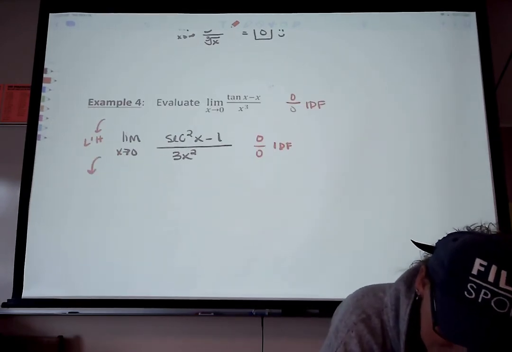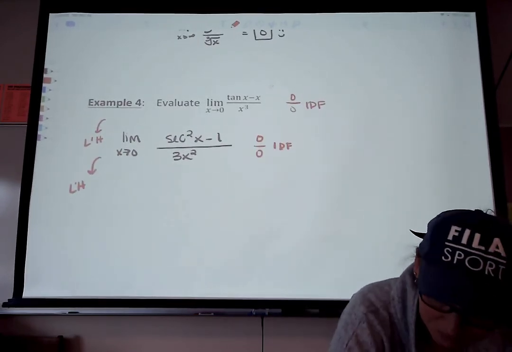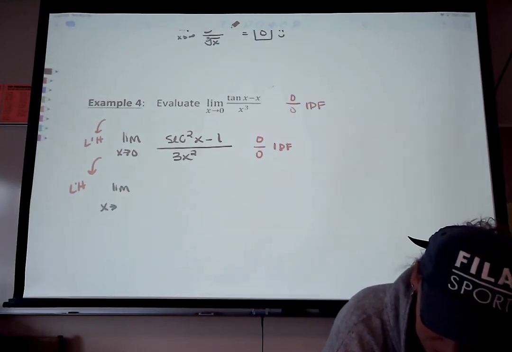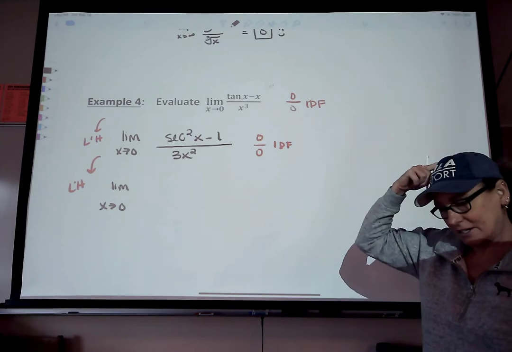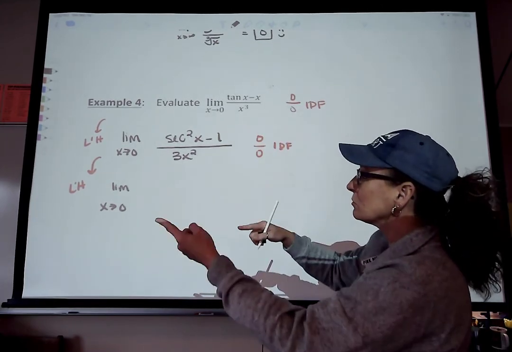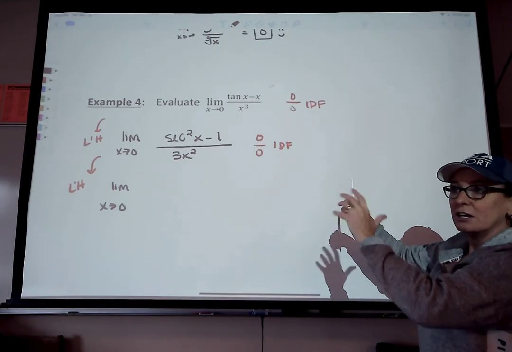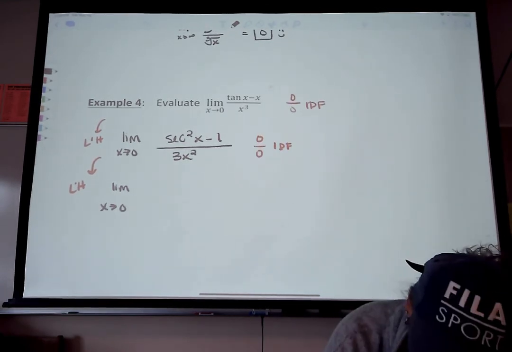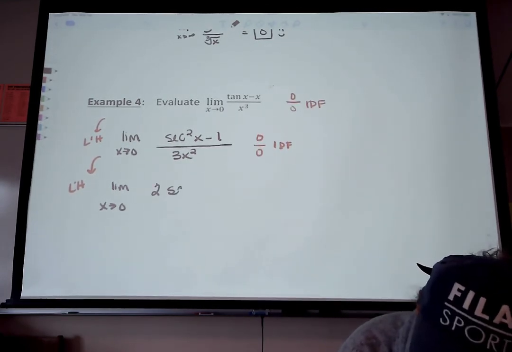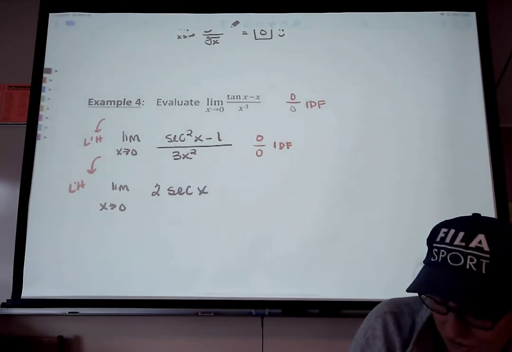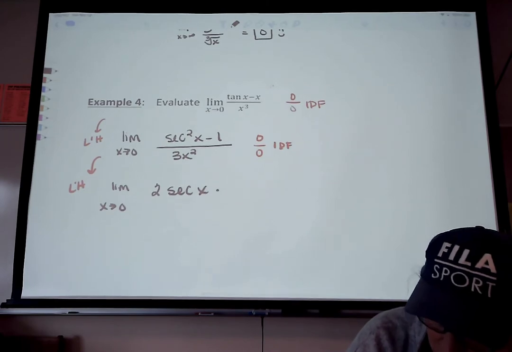Let's use him again. Secant squared, I'm going to power rule, so I'm going to bring my 2 down in front. Same, lower it to the first. Chain rule. 2 secant to the first times the derivative of secant.